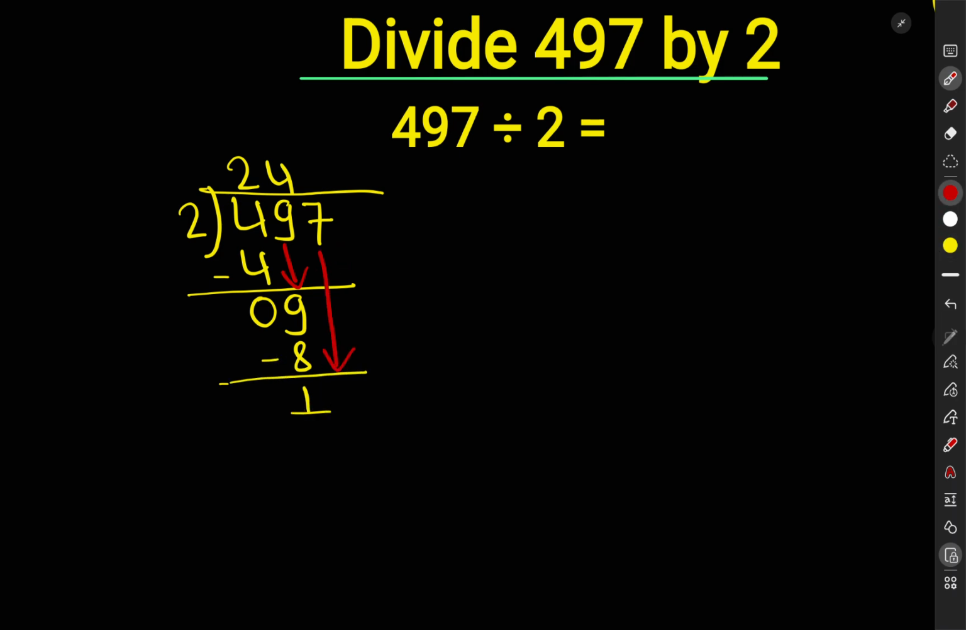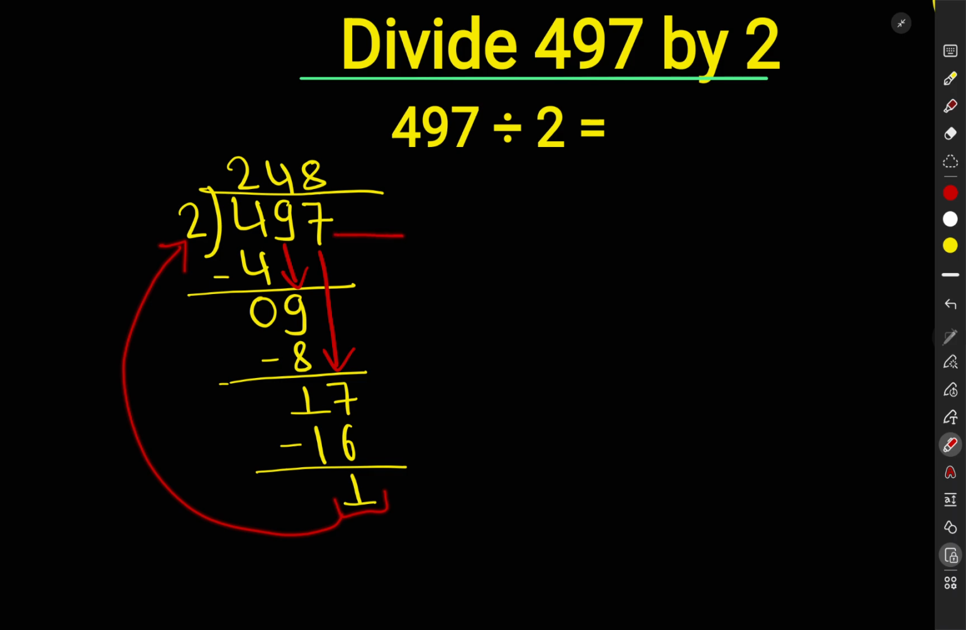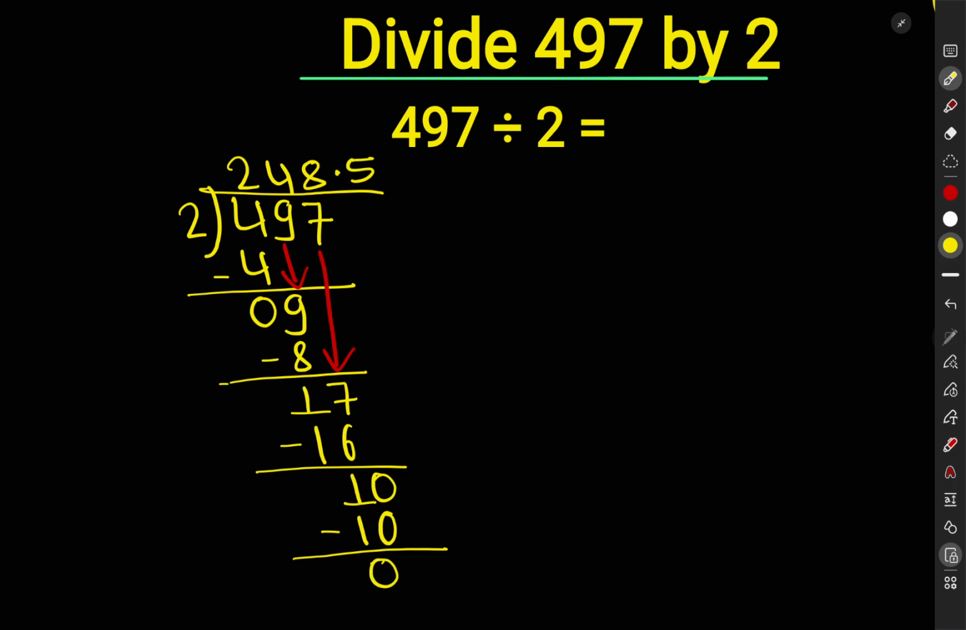So again we put down this 7 and it is 17. So 2 times 8 is 16. On subtracting it is 1. So now this 1 is less than 2 and there is no other number to put down. So we take a decimal here so that we put 0. So it is 10 and 2 times 5 is 10. On subtracting it is 0.